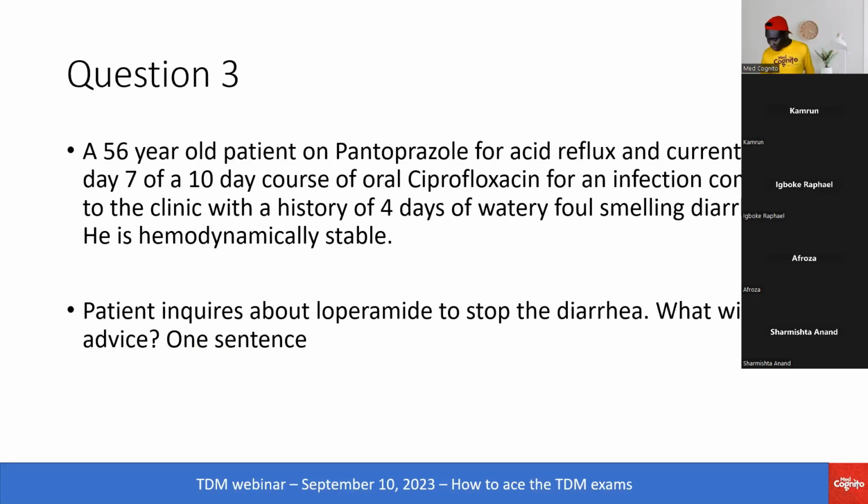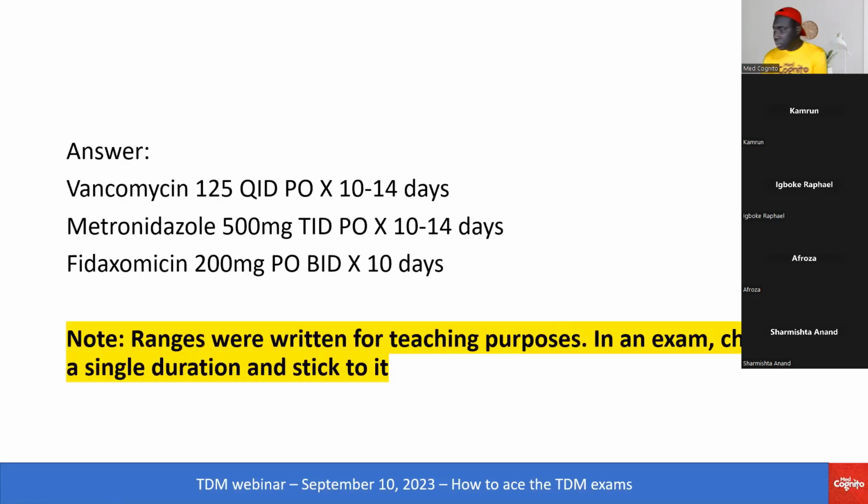Okay, next question, Dr. Janet. Please ask your question. You mentioned earlier how the dosing is prescribed. Is there any pattern in terms of, just like you did with metronidazole and fidaxomicin, the drug, the route, then the number of days, or it doesn't matter which one comes first? It doesn't matter. You can write vancomycin PO 125 QID for 14 days. That's also fine.